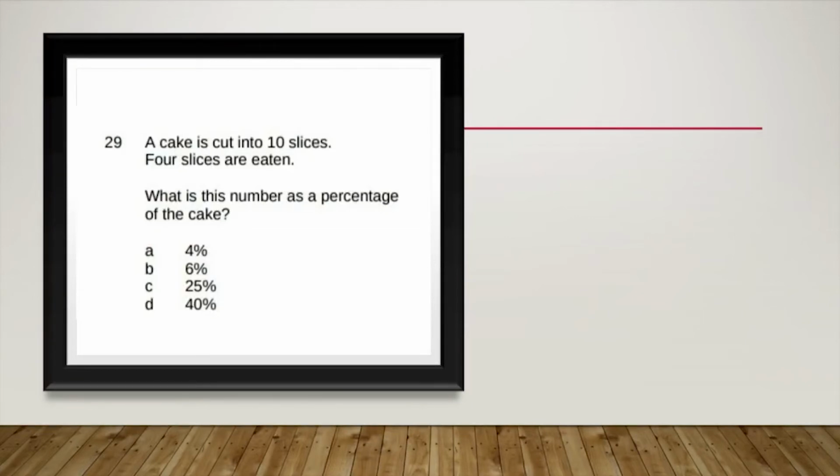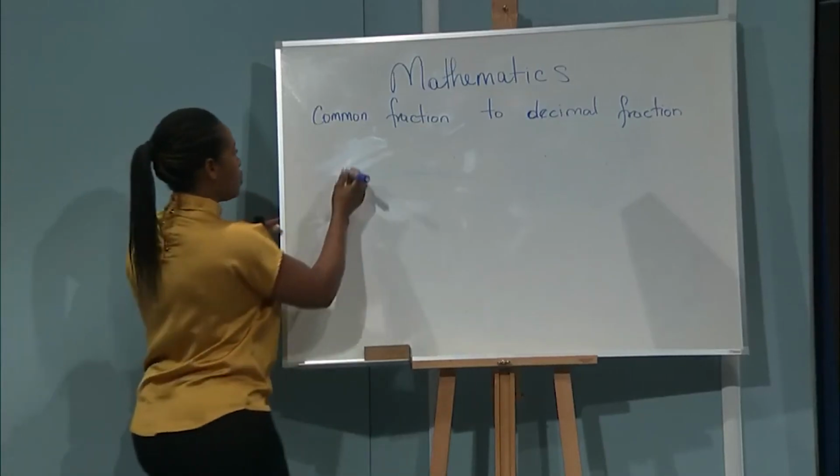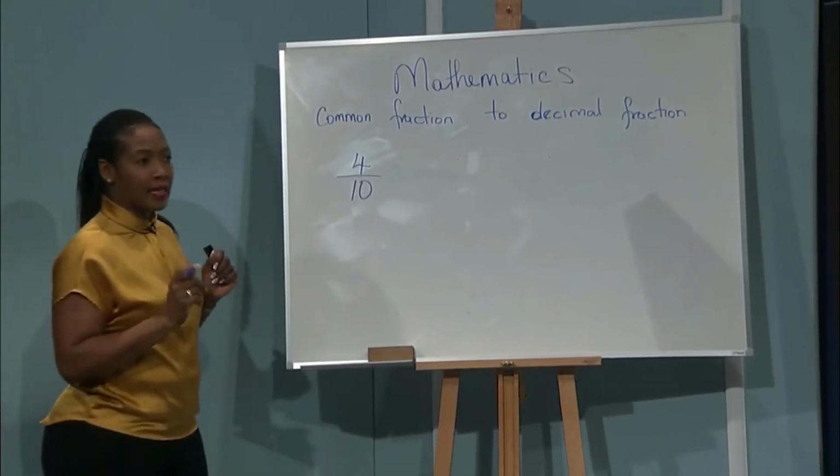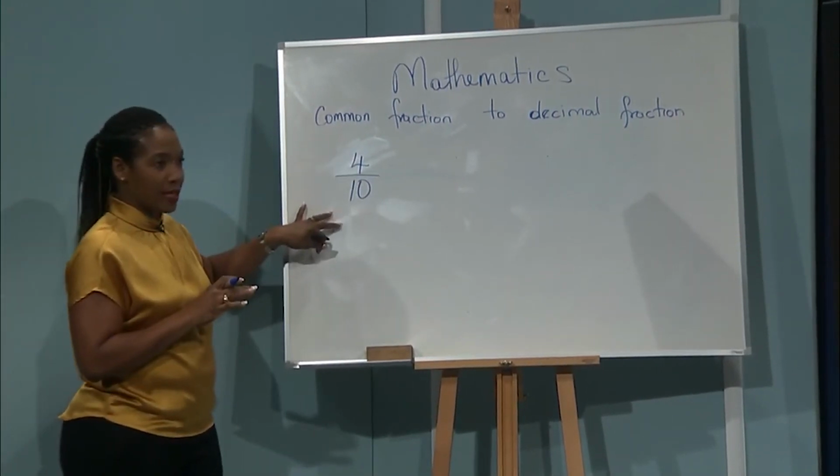So a cake is cut into 10 slices. 4 slices are eaten. What is the number as a percentage of the cake? So how many slices was the cake cut into? 10. How many slices are they talking about? 4 of those 10 slices. Let's put a fractional representation for that first. So you have 4/10 of the cake is eaten. So that is the fractional representation of it.